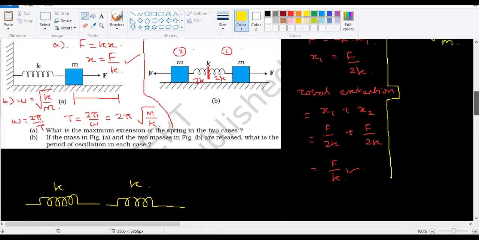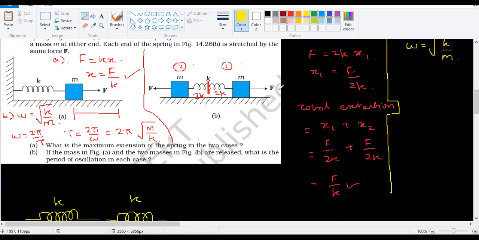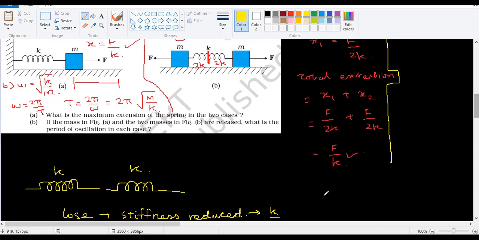So coming back to this problem, why did I say this becomes 2K? Because the total thing is K. So this is something like series connection. When you connect it in series connection, the stiffness will reduce. When you break this, the stiffness will actually increase. So in other words, 2K is one part of the spring, 2K is another part of the spring. So totally, when you put 2K, 2K divided by 2, 2 cancels, so I'll be getting the K. So that's why this is written as 2K.